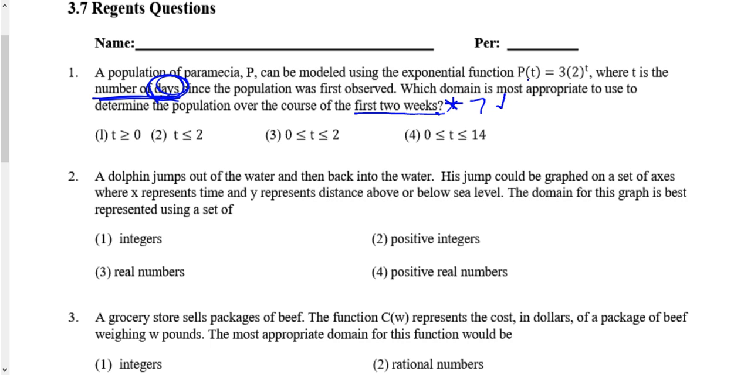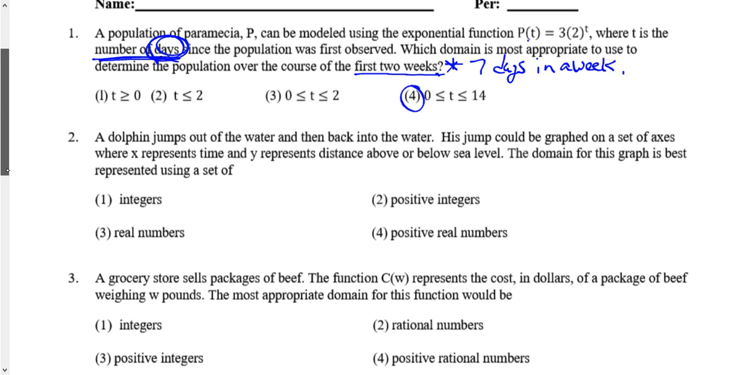7 days in a week. So that's 14 days, right? So the appropriate domain would be from 0 to 14, okay? Or input values. Okay? Let's think about number 2 and talk a little bit about the different types of numbers there are, right?